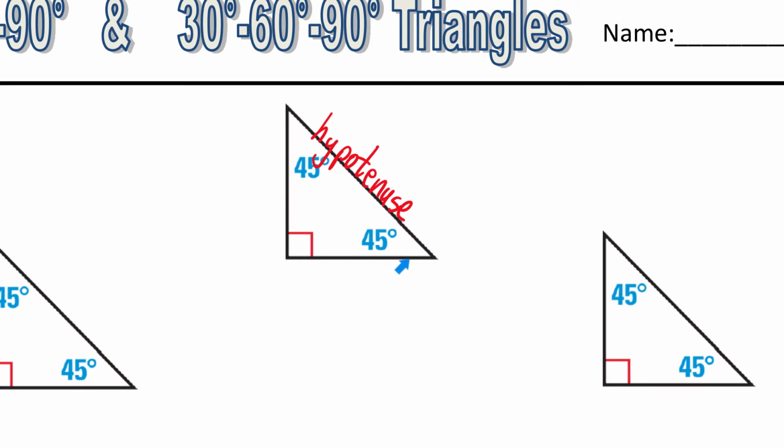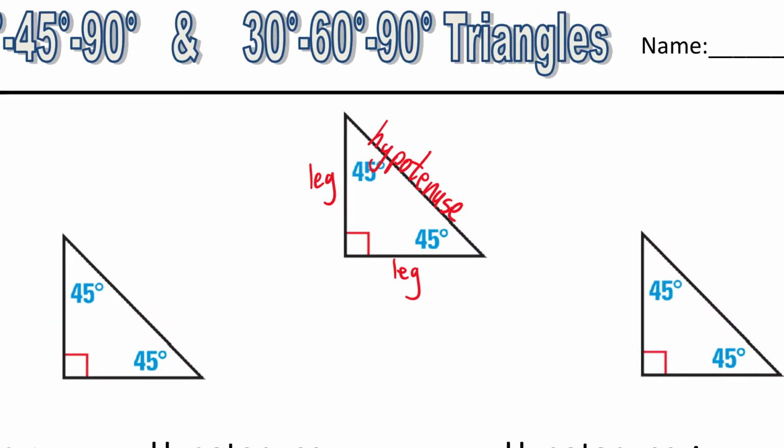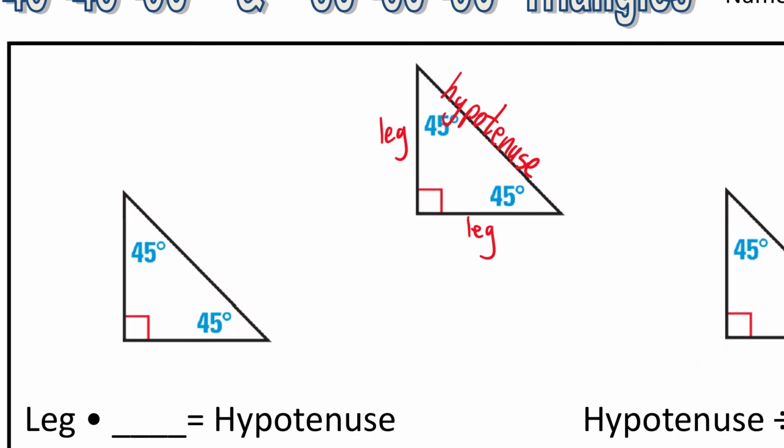Then, what do we call these sides of this triangle? They're legs. Now, again, this is different from the 30, 60, 90, because on the 30, 60, 90, we have a short leg and a long leg. Here, remember on a 45, 45, 90, these two legs are the exact same length. So it's not like there's a short one and a long one. They're both the exact same length, so we just call them both legs. Okay, so just remembering what we call each side there.